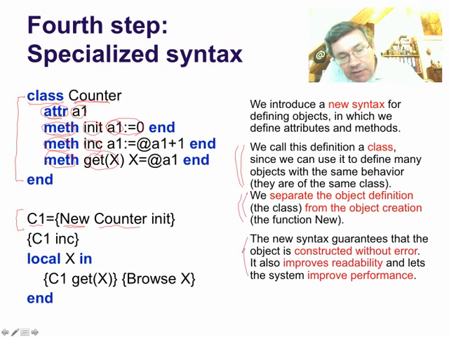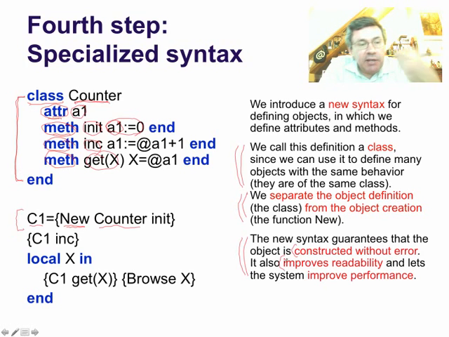Okay, and the fact of having this new class syntax gives three important advantages. First of all, it guarantees that the abstraction is constructed without error. This syntax corresponds to the definition we had before, and the system will automatically translate it. It also improves readability because it introduces concepts at the level of objects and not the lower level concepts of procedures and cells. And also it lets the system improve performance. Maybe the system can find a way of implementing this class which is more efficient than the direct way using cells and procedures.